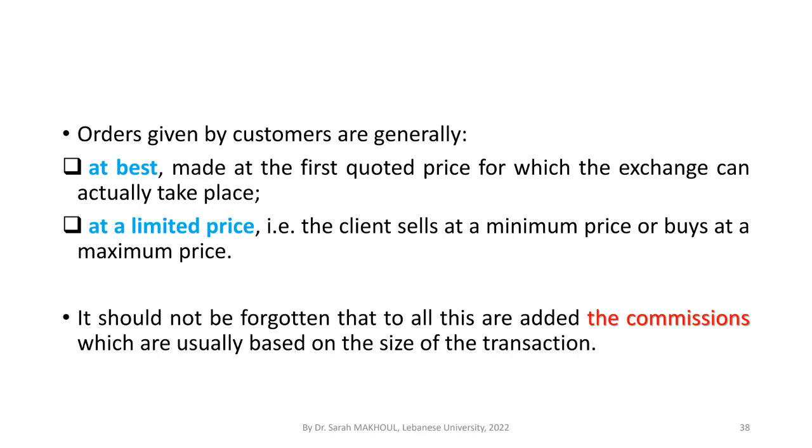So we have two kinds of orders that may be given by customers: at the best or at a limited price. At the best, the order is made at the first quoted price for which the exchange can actually take place. At a limited price, the client sells at a minimum price or buys at a maximum price. So the client with a limited price tells the dealer, the trader, that this is an interval in which he fixes the minimum or maximum price to do the selling or the buying.